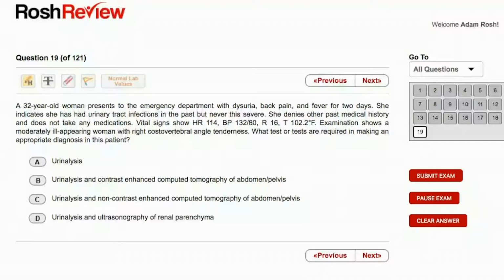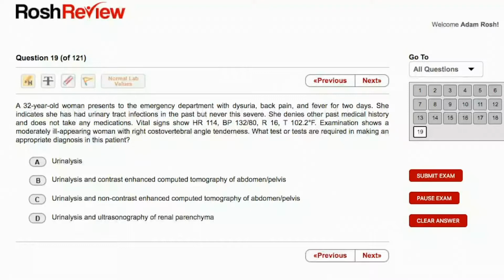So we have a 32-year-old woman who presents to the emergency department with dysuria, back pain, and fever for 2 days. She indicates she has had urinary tract infections in the past, but never this severe. She denies other past medical history and does not take any medications.